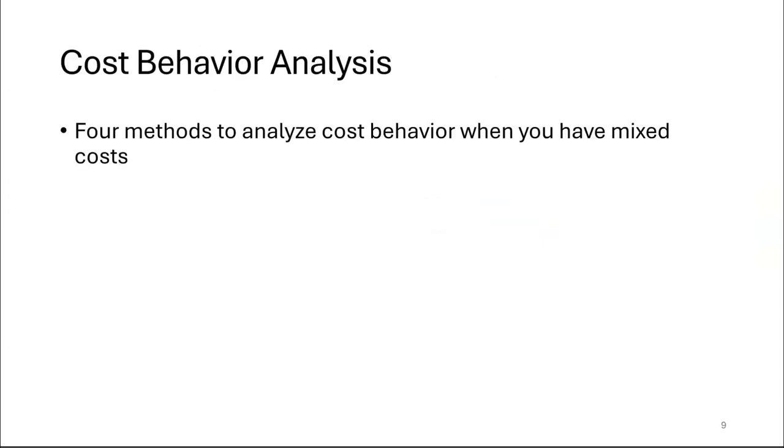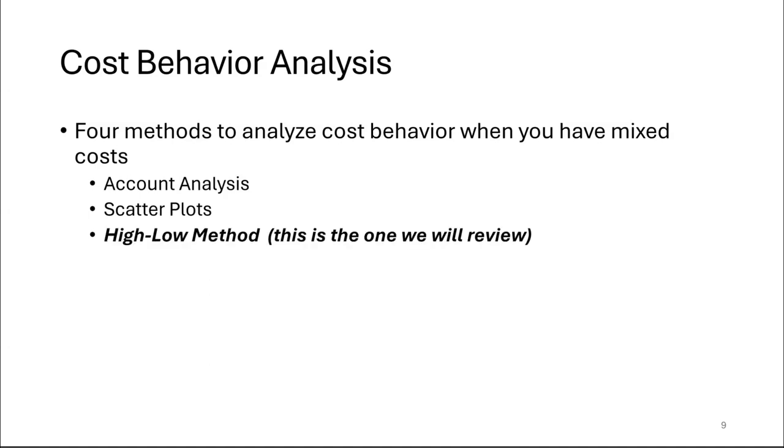Now, cost behavior. There are 4 ways that you can analyze or determine what the fixed and variable costs are when you have a mixed cost. You can do account analysis, you can do scatter plots, you can do the high-low method, which is the only thing we're going to cover in this chapter. If you want to look at the other methods, you can. Or regression analysis. We're not going to look at that either, okay?